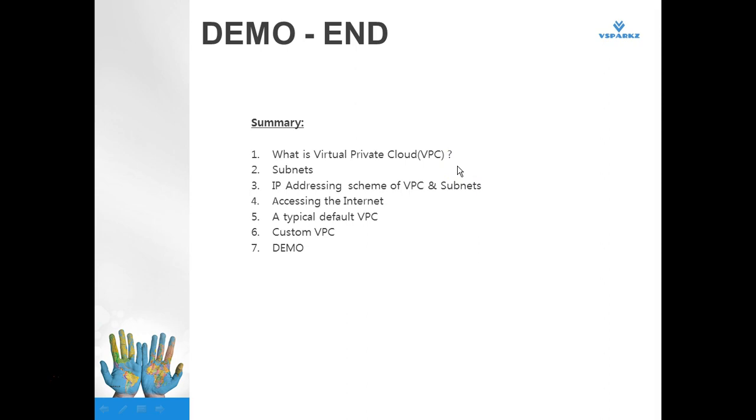So this is the exact summary of what we have covered so far in this video. We have covered what a VPC is, subnets, the IP addressing scheme of the VPC, and how to access the internet, a typical default VPC, a custom VPC, and a demo showing how to create a VPC, subnets, how to create machines inside our VPC, and how to access them. These things were covered in this video.